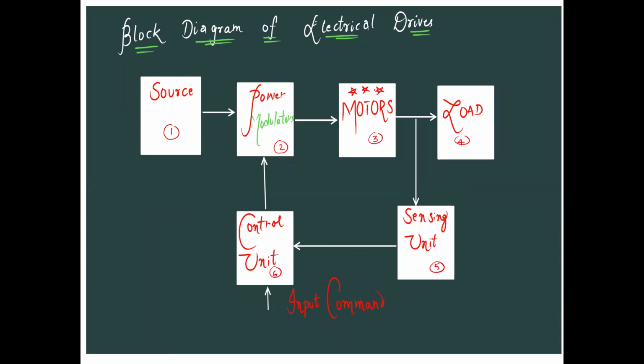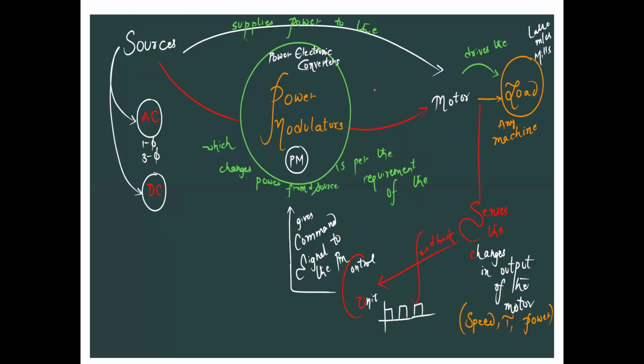Now the elaboration of this particular electrical drive block diagram. The first and foremost part here is the source. This type of source may be an AC source or a DC source. In terms of AC, you have single phase or three phase, but that's not an issue. The main intention of this source is that it supplies power to the motor, to drive this particular motor. That's the first single line.